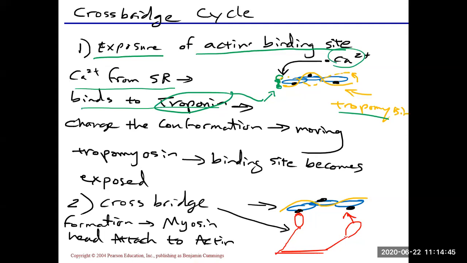Step number two, cross-bridge formation. Now the myosin heads, which you can see in red, are rising up and attaching to the actin because the binding site is available. That's number two.